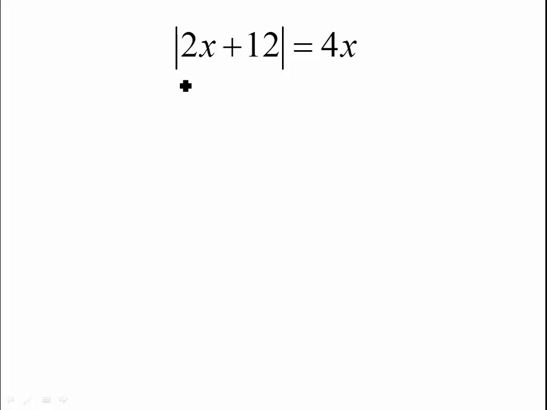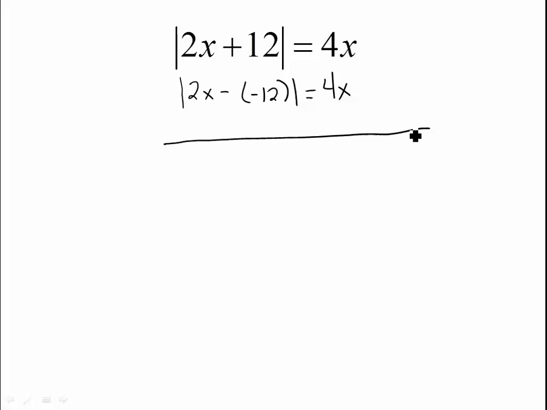If we translate this into the language of distance, since distance is really a subtraction relationship, 2x minus negative 12 equals some quantity 4x. If we want to interpret this graphically, if I was at negative 12 and went 4x units to the right, I'd be at 2x. And perhaps if I went 4x units to the left, I'd also be at 2x.